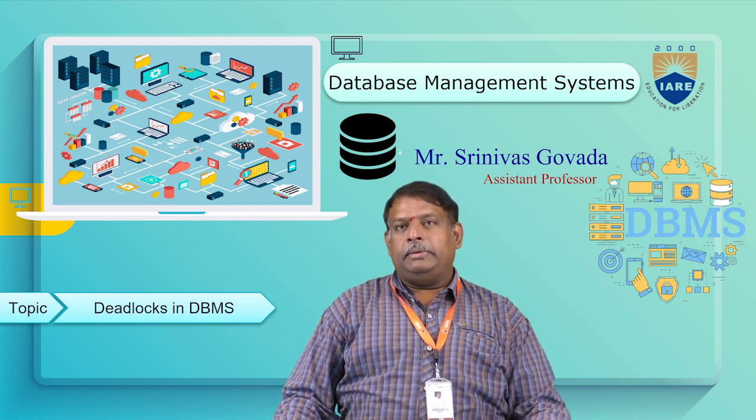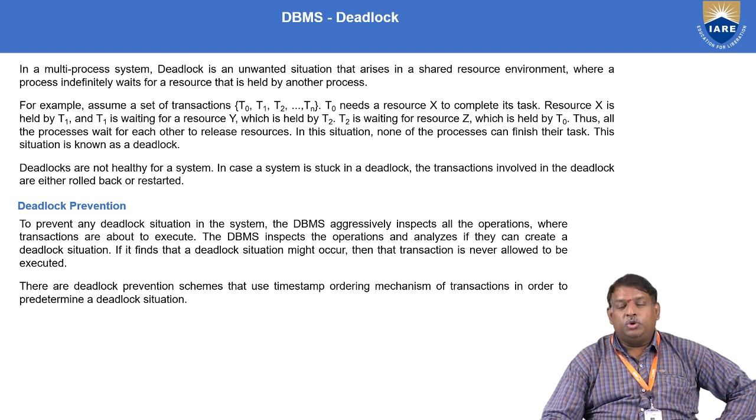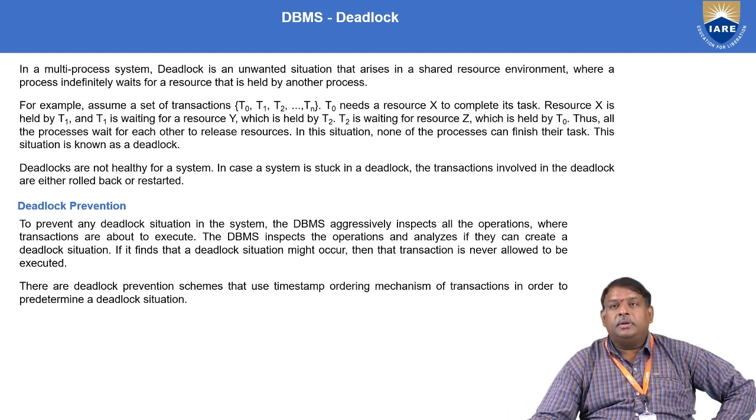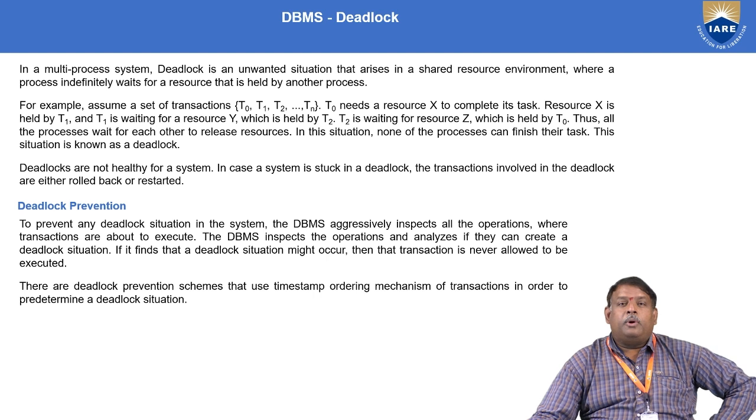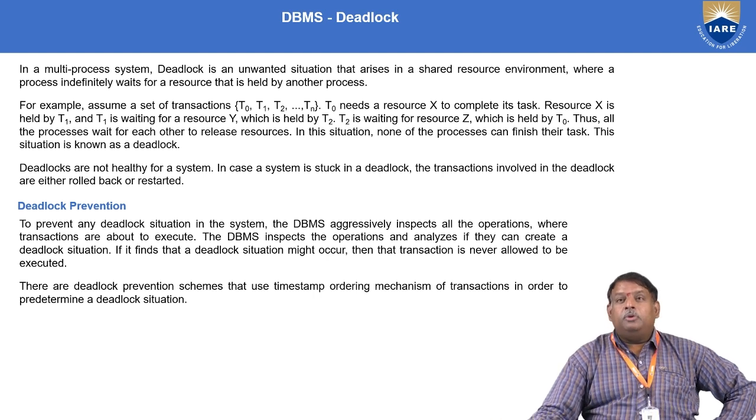Today we will discuss the DBMS deadlock. In a multi-process system, a deadlock is an unwanted situation that arises in a shared resource environment, where a process indefinitely waits for a resource that is held by another process. So deadlock is nothing but waiting indefinitely for some other resource, because that resource is being used by some other process.